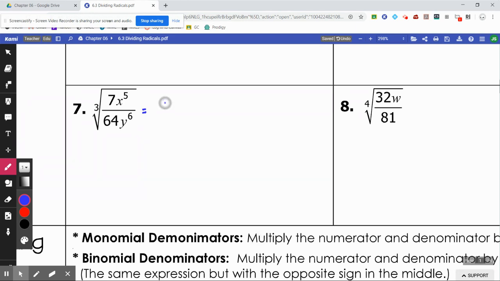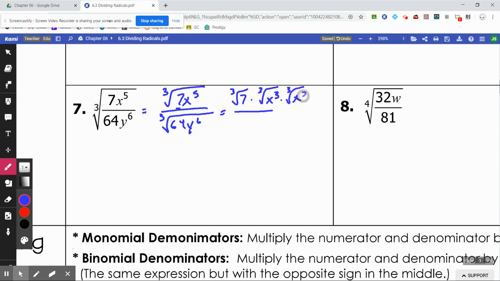So let's go ahead and split it. You have the cube root of 7x to the fifth on top. You have the cube root of 64y to the sixth on bottom. The cube root of 7, there's nothing you can do with that. However, you can split the x to the fifth into, again, a multiple of 3 is what you're looking for. So that'd be an x to the third and an x to the second.